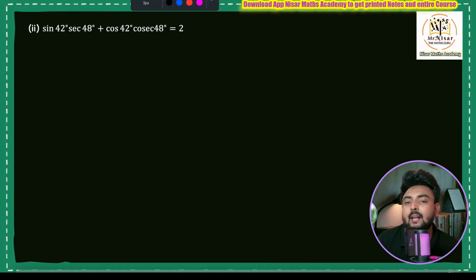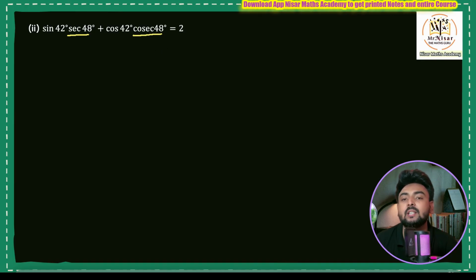See, understand this. Here I can say that sec is the reciprocal of cos. So I'll convert this sec into cos and then I'll take a relation between sin and cos. They are complementary to each other. In the same way, here it is cos and cosec. We don't have a direct relation between cos and cosec. So this cosec is the reciprocal of sine. I'll take the reciprocal relation and then make it complementary. This way you have to do it.